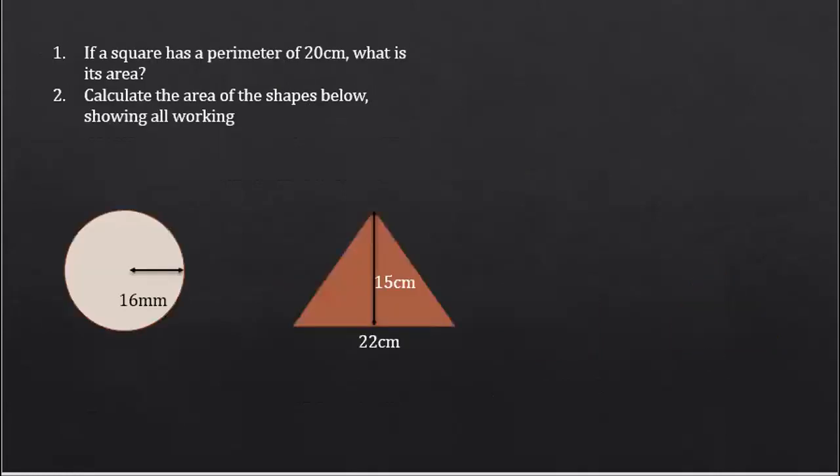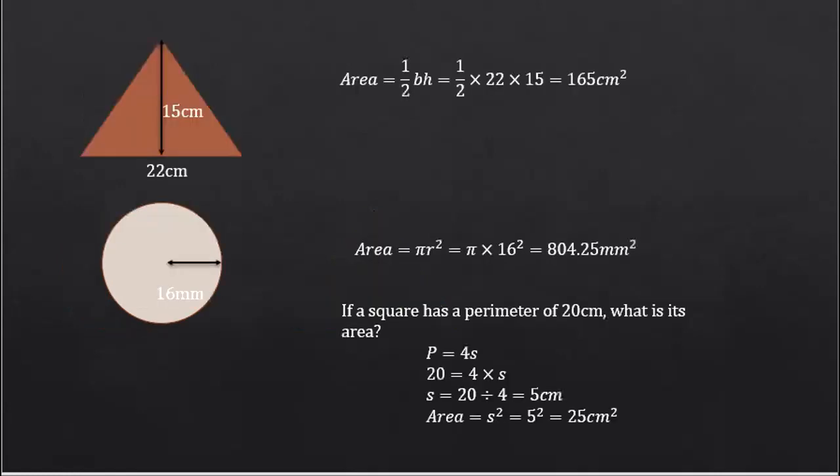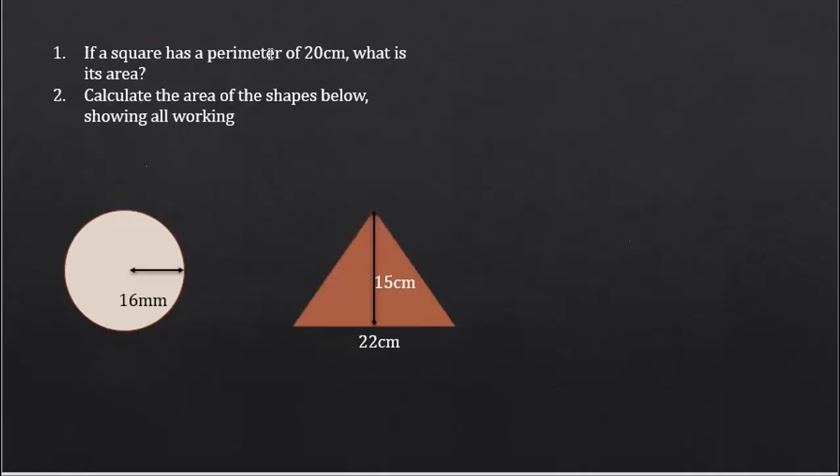So let's look at some examples, right? Here we have: if a square has a perimeter of 20 centimeters, what is its area? Then we have a shape with 60 millimeters, and we also have questions to calculate the area of the shapes below. These are the questions, and I put them on separate slides so that you can practice them on your own apart from class. So here we have the area of a square, and we're doing the first question first. If a square has a perimeter of 20 centimeters, what is its area?